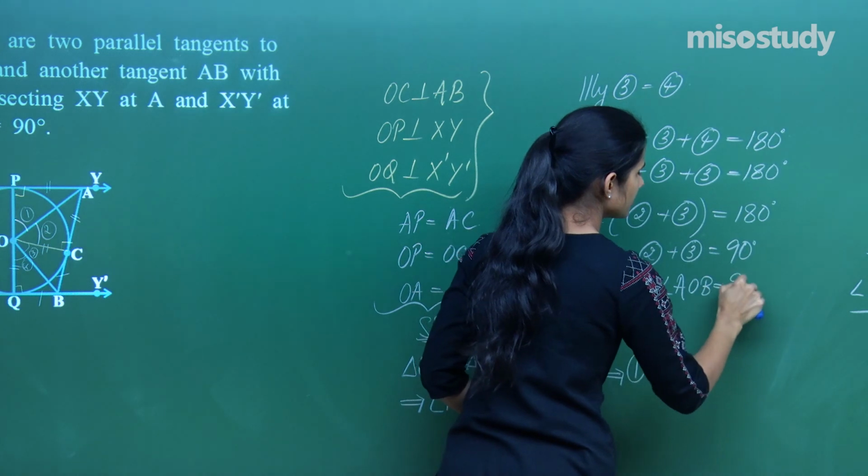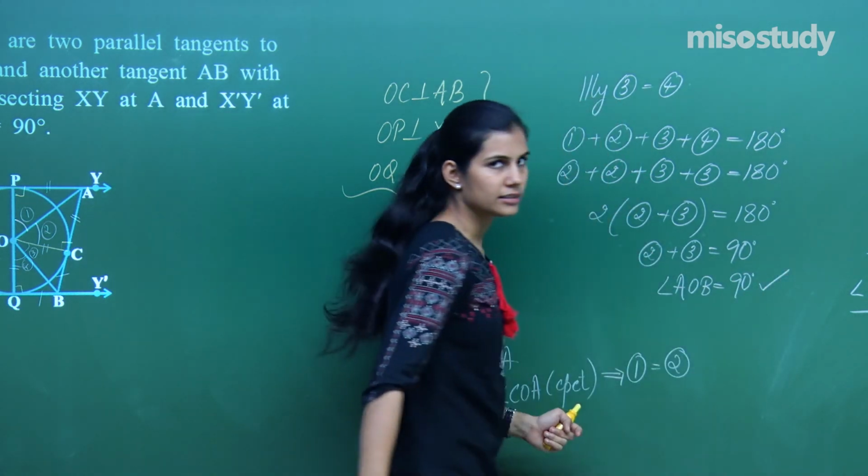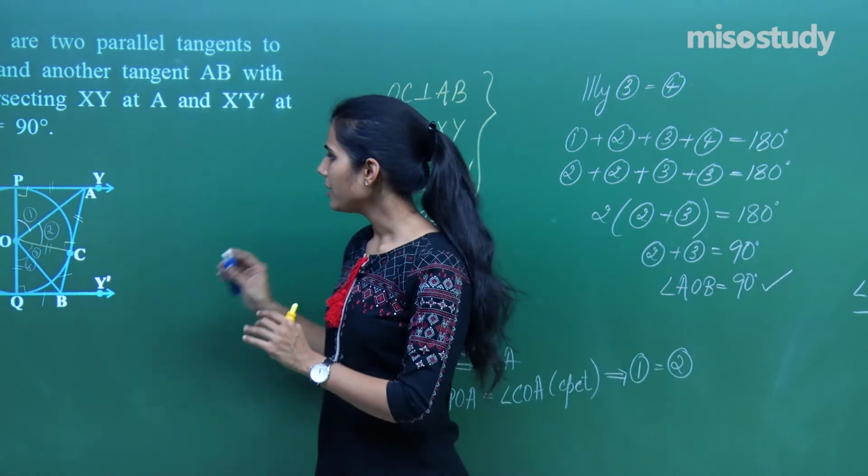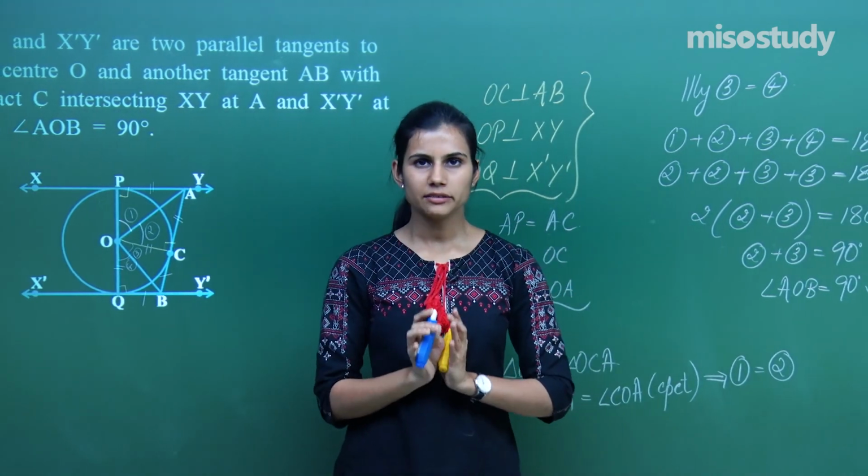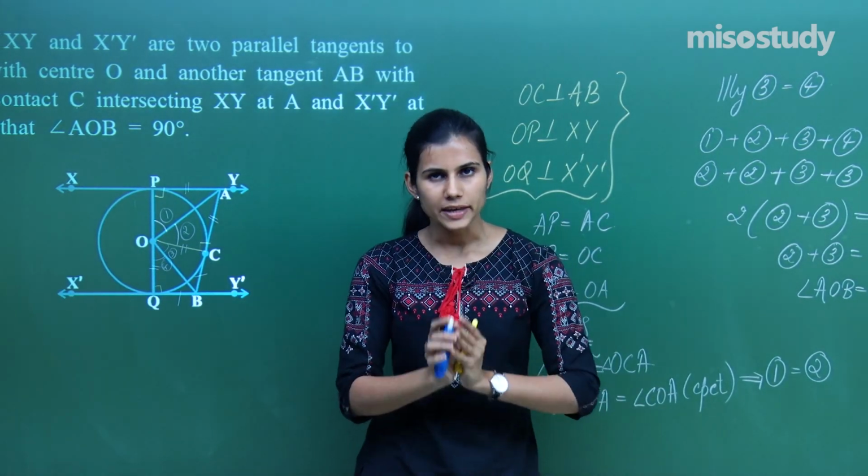So this is 90. Is it clear? That's how you apply your basic results which we have learnt in theory in all these questions to get their answers.